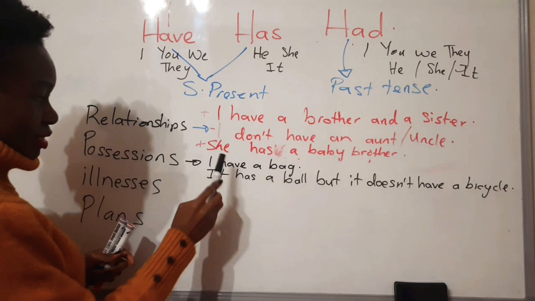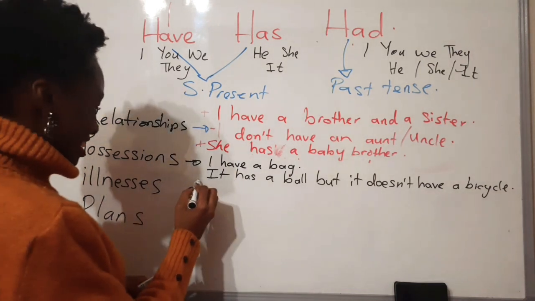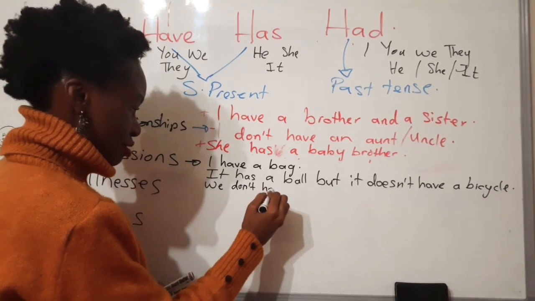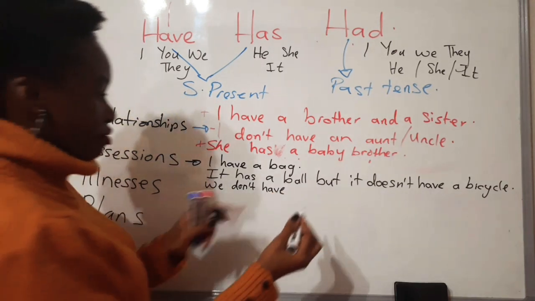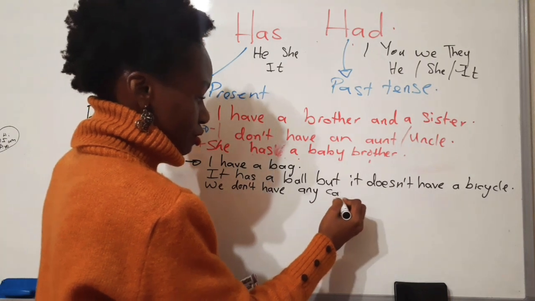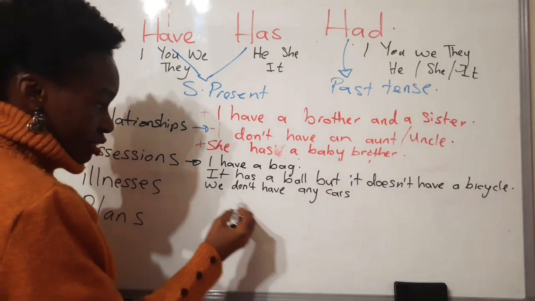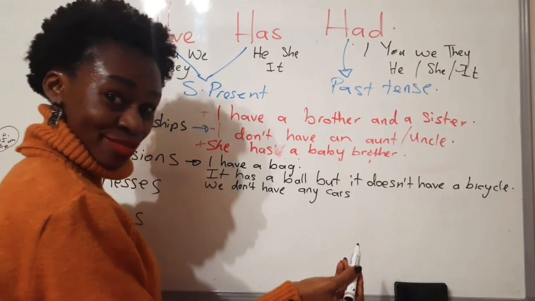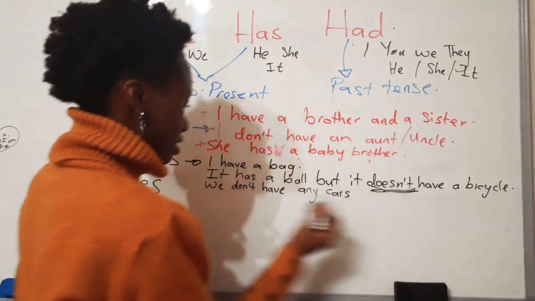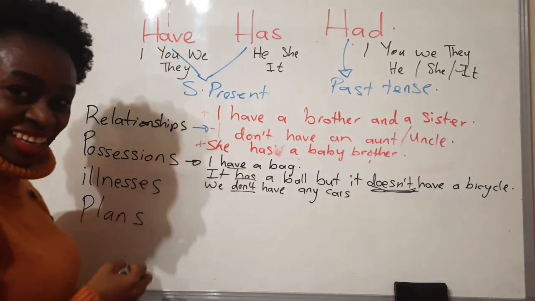So we've used positive. Let's make a negative sentence. We don't have any cars. We don't have any cars. And he doesn't have a bicycle, for example. So here we've used actually the negative. Negative, positive. Okay?